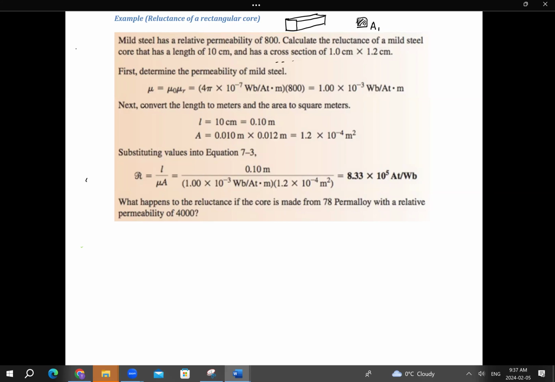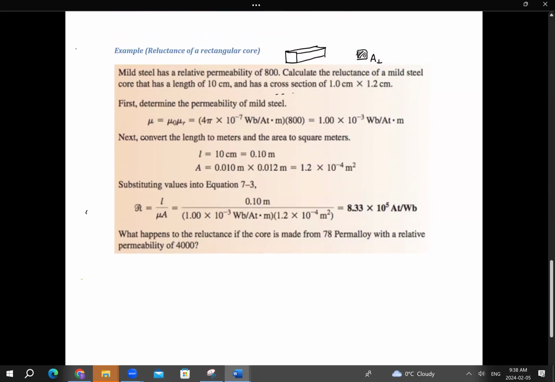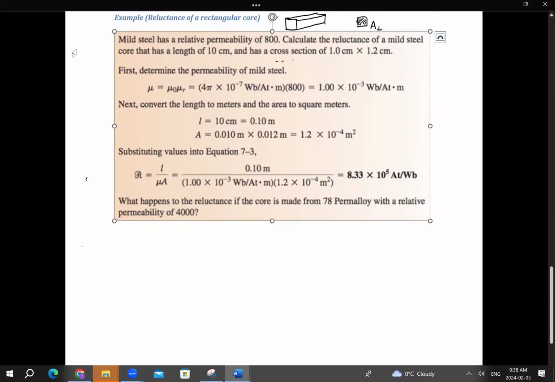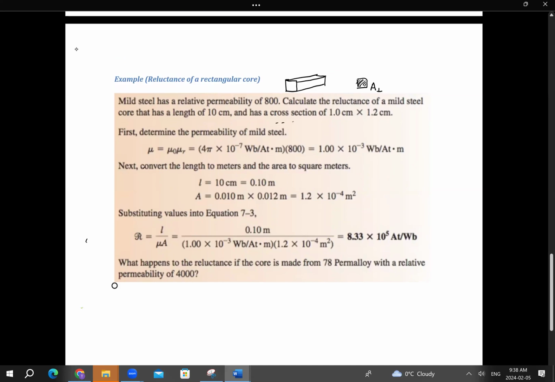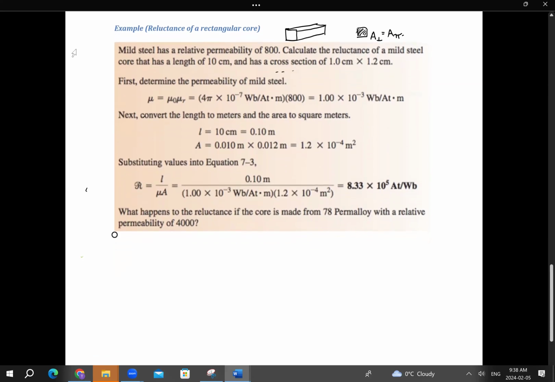This is the area. I can say area perpendicular for cross-sectional area, or I can say area pi for cross-sectional area, because pi is our symbol for plane in math. So we can do that as well. I like doing that. But this is our cross-sectional area of a rectangular core. So it's a little bit different than if you have a toroidal shape. And quite honestly, it's a little bit easier.